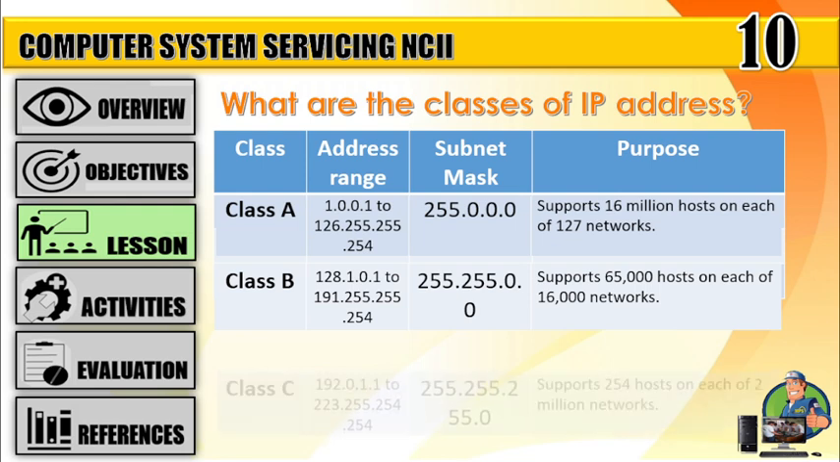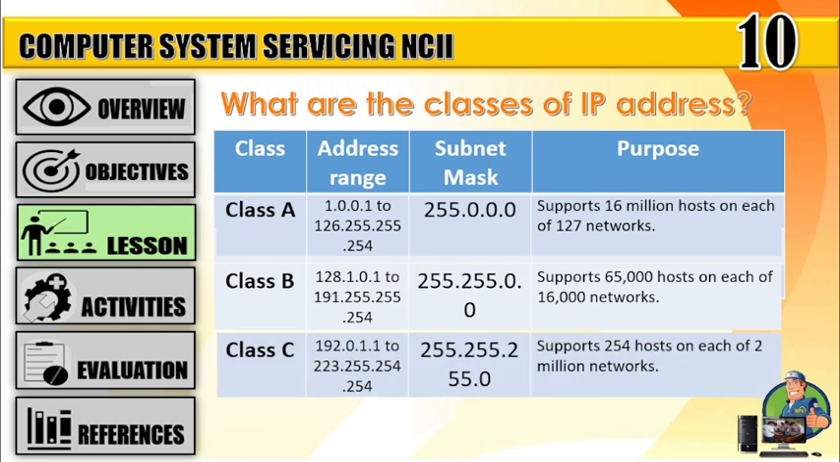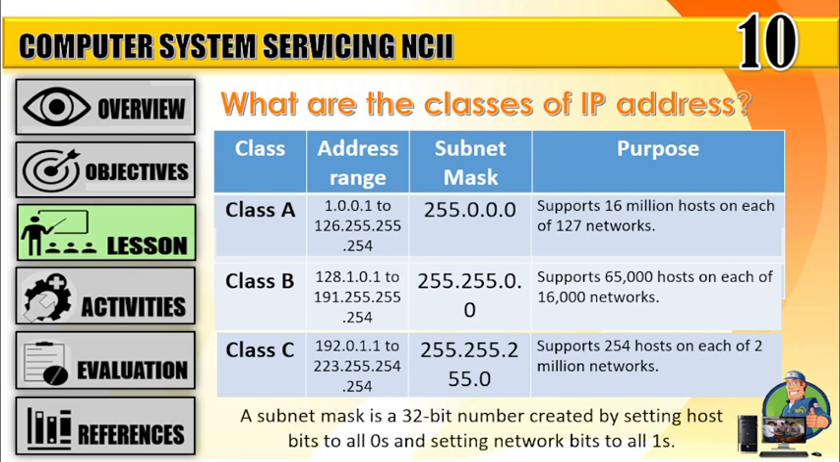Class C. Address range from 192.0.1.1 to 223.255.254.254. Subnet mask is 255.255.255.0. Purpose: supports 254 hosts on each of 2 million networks. A subnet mask is a 32-bit number created by setting host bits to all zeros and setting network bits to all ones.